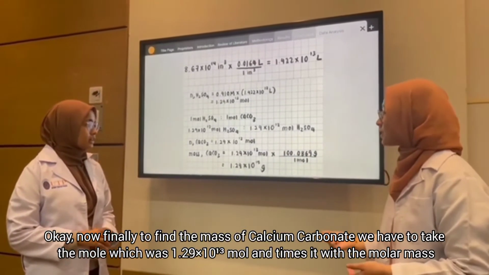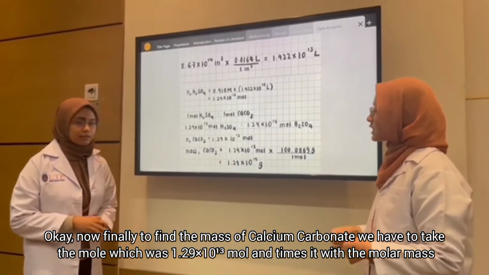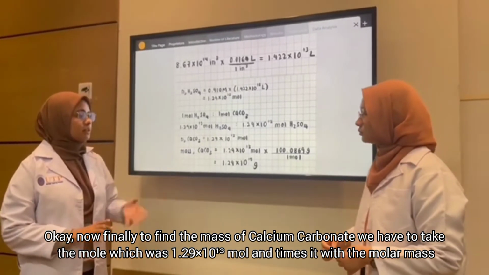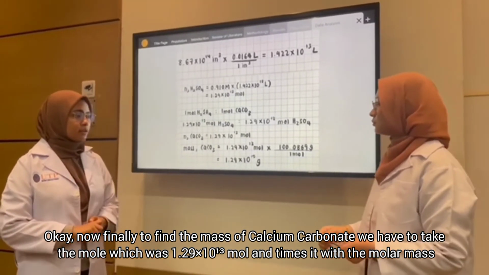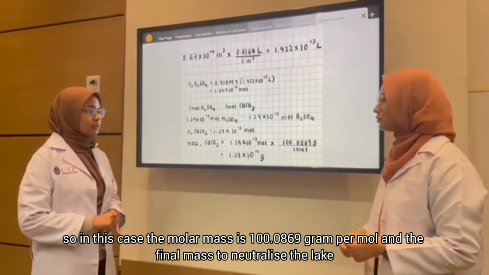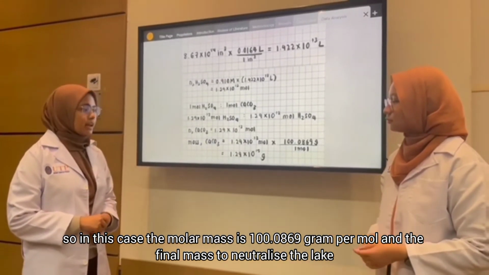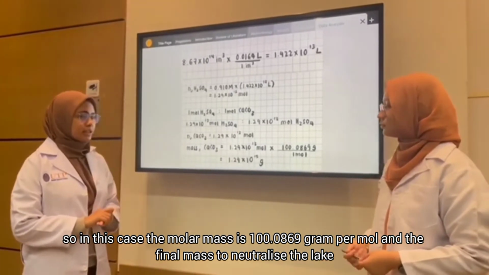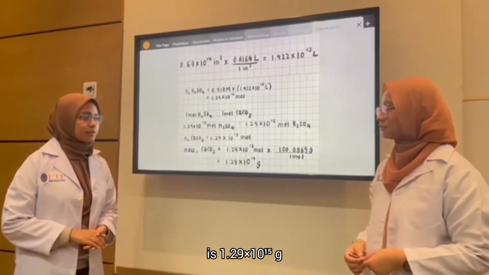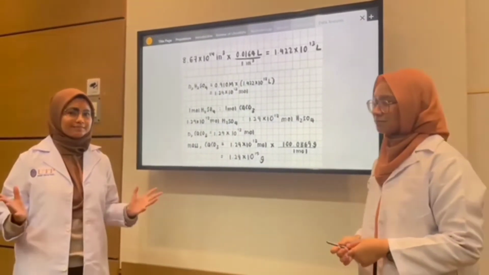Okay, now finally, to find the mass of calcium carbonate, we have to take the mole, which was 1.29 × 10^13 mole, and times it with the molar mass. In this case, the molar mass is 100.0869 gram per mole, and the final mass to neutralize the lake is 1.29 × 10^15 grams. Thank you.